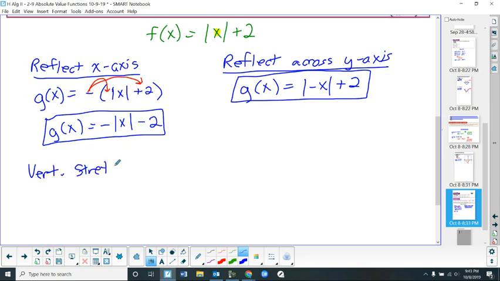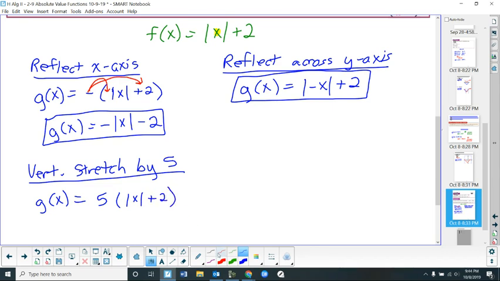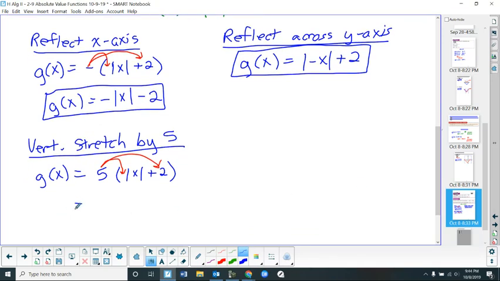Another one, vertical stretch by 5. Remember, vertical stretches are easy. Vertical stretches, y. Y is everything. So I'm going to multiply 5 by everything. And just like I did up here, when I distribute, that 5 has to go out front. It cannot go into the absolute value. So when I distribute it, I get 5 times absolute value of x plus 5 times 2 is 10. This is how you would simplify that.